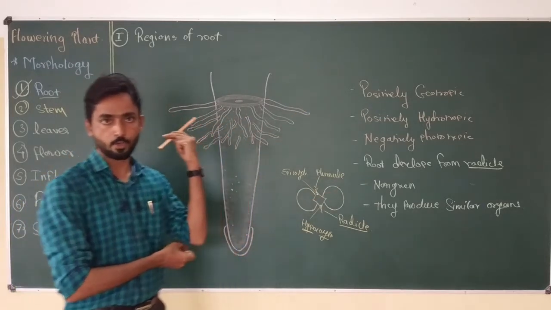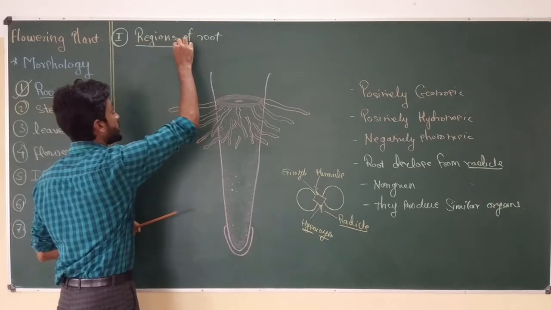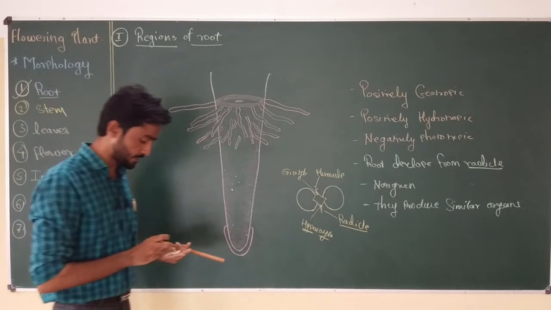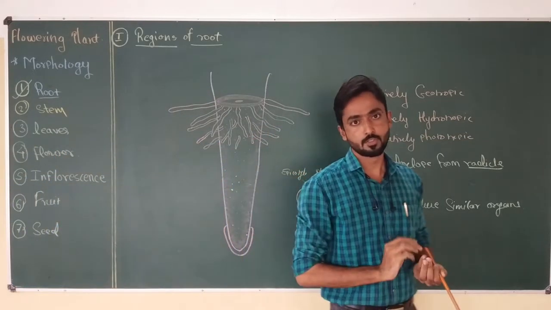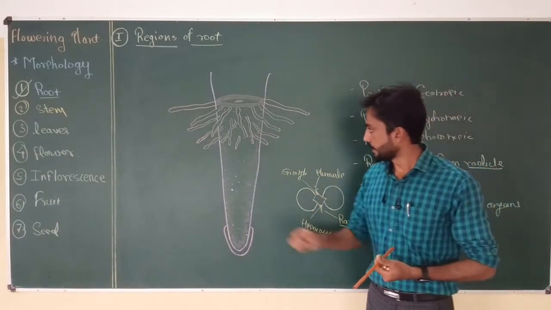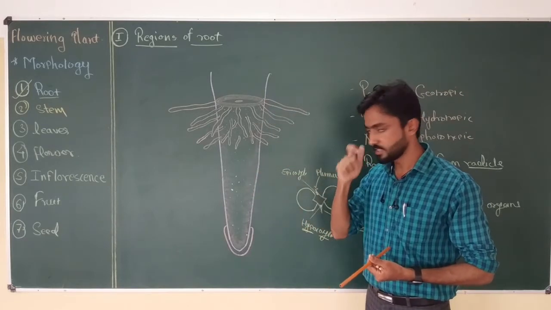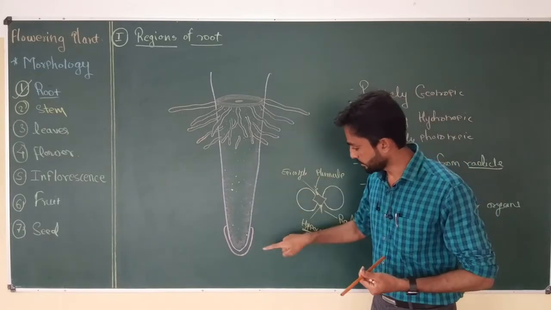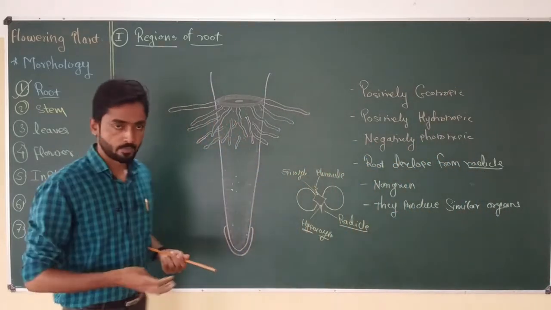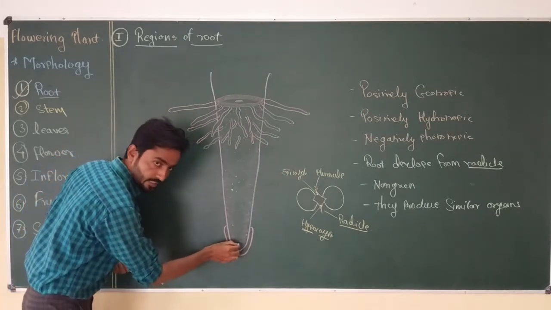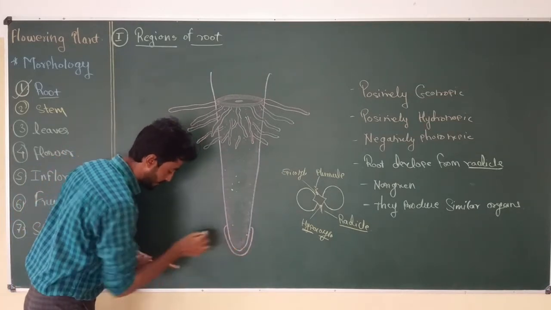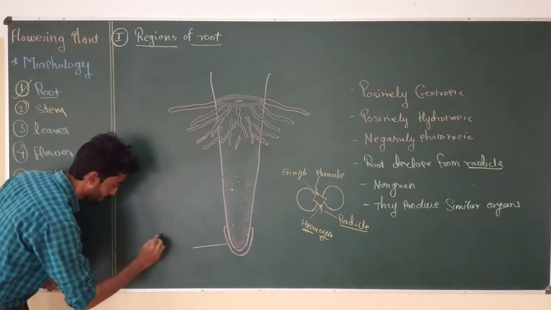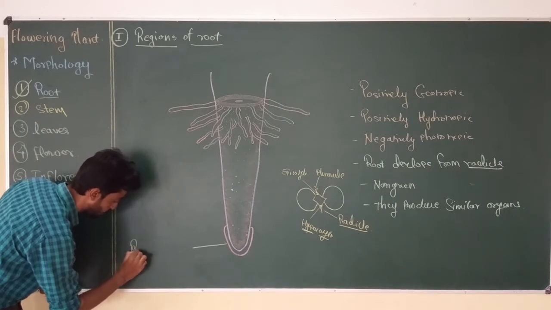Now, in this video, I'm going to mainly focus on different regions of the typical angiospermic root. There are 5 important regions present in the roots of the angiospermic plant. If we consider the morphological features of the root, the tip of the root shows these 5 parts. The first part of the root, which is present at the tip and covers the tip, is called the root cap region. So this is the first part. We can call it the region of root cap.